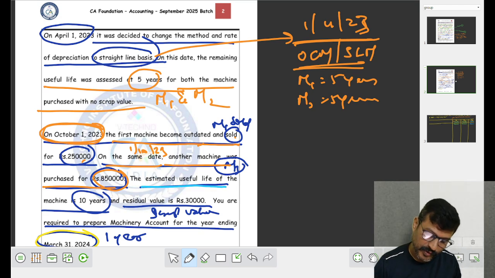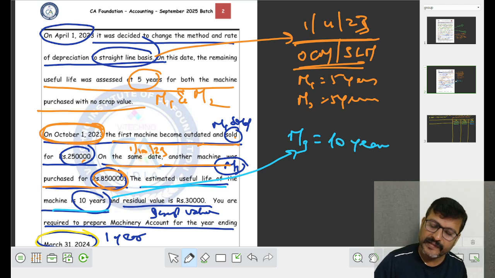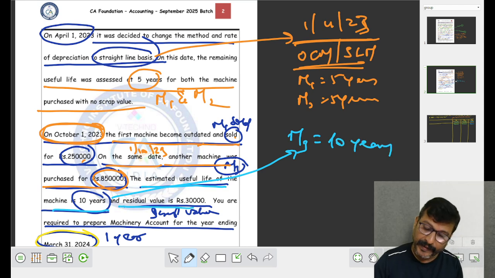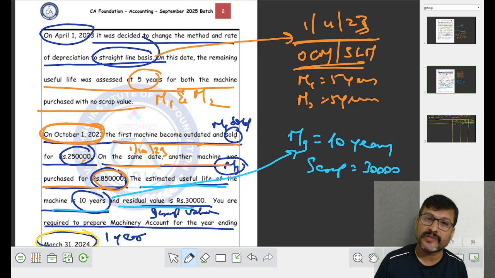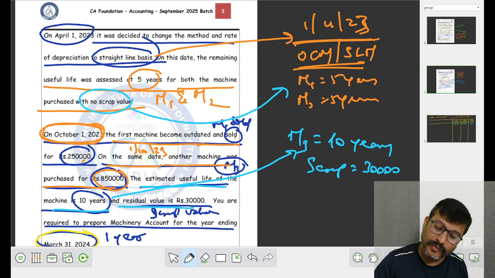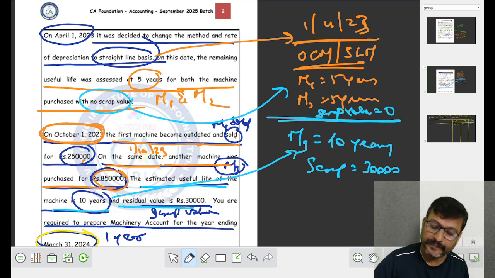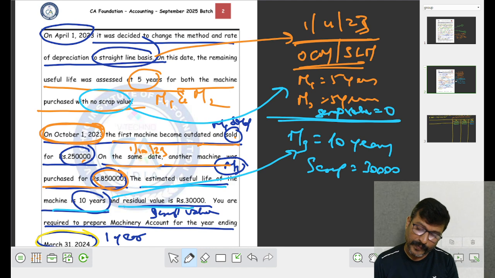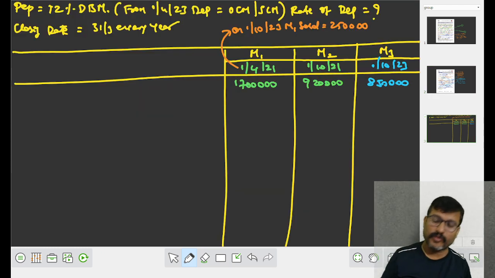The estimated useful life is 10 years. See, for machine 3, life is 10 years and residual value 30,000. Scrap value is 30,000. But for these machines, no scrap value. For M1 and M2, scrap value is 0. Remember. Fine. Then what to do? You are required to prepare a machinery account for 1 year. Shall we move on to the actual solution, my dear student?